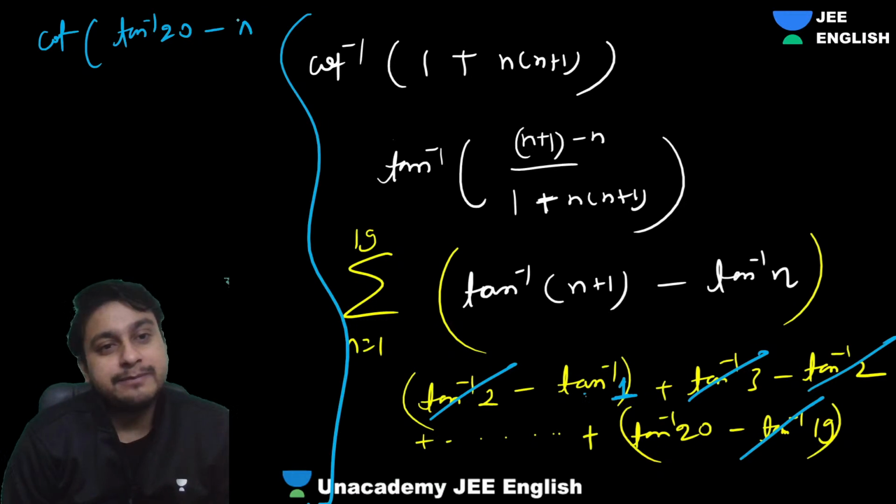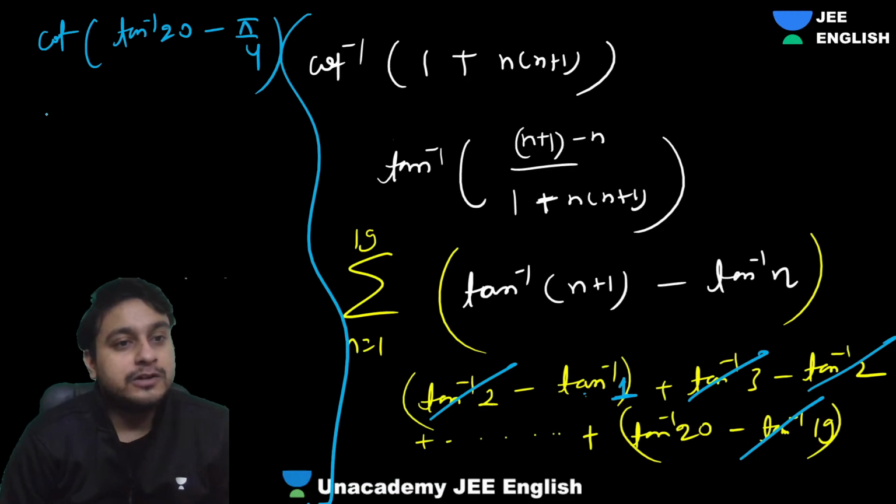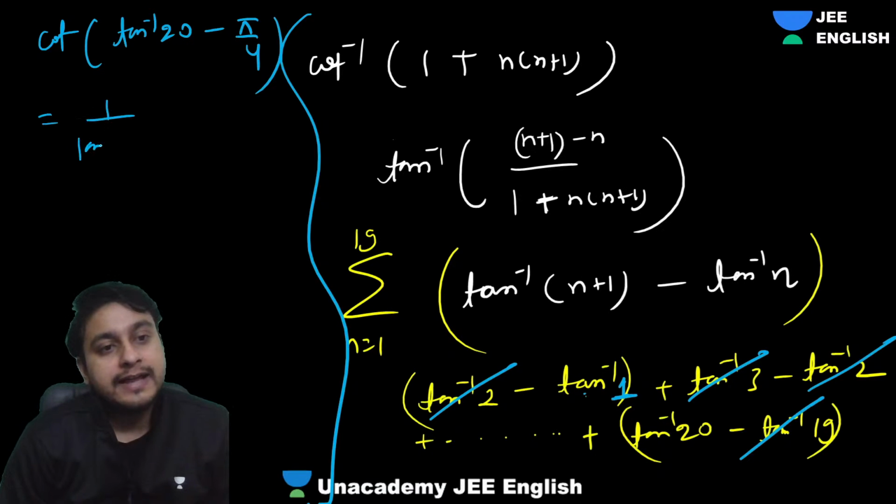Tan inverse 1 is pi by 4. Okay. So, guys, you can also write this as 1 upon tan. Minus also you can keep outside. There'll be what? Pi by 4 minus tan inverse 20.